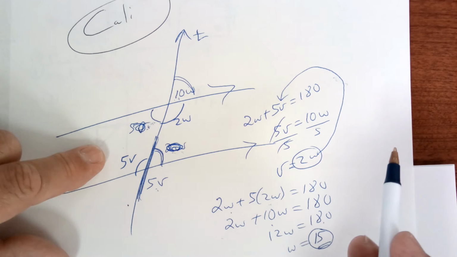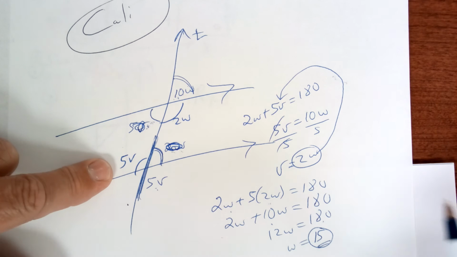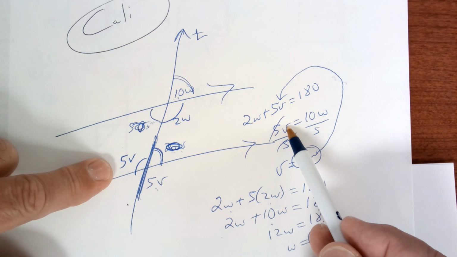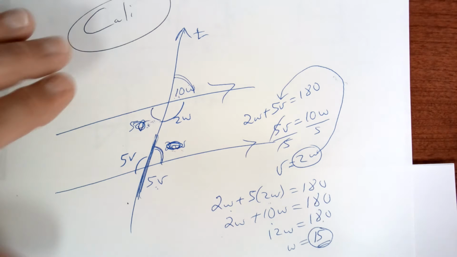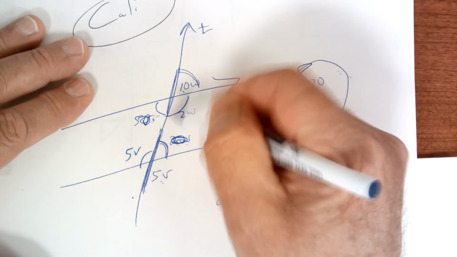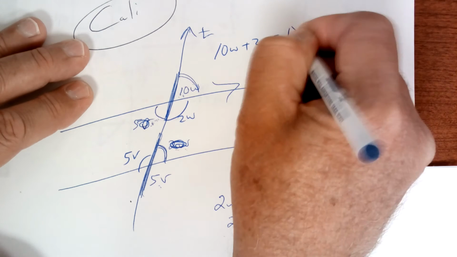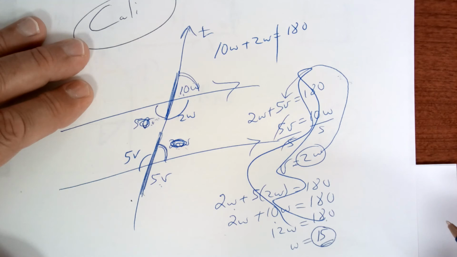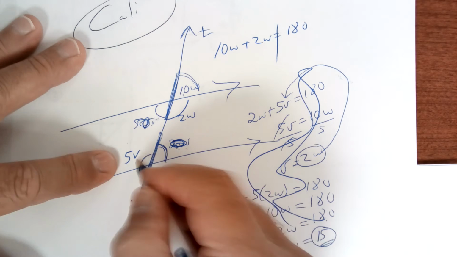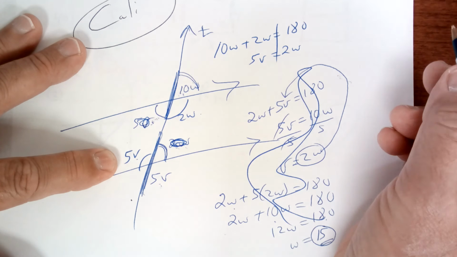So what you want to do is say that these two are equal, which is what I did. Actually, when you think about that, scratch that out. I would say that these two add up to 180. So I would say 10W plus 2W is equal to 180. That would be my first equation. And then I would say 5V is equal to 2W. And then you got to solve these equations.